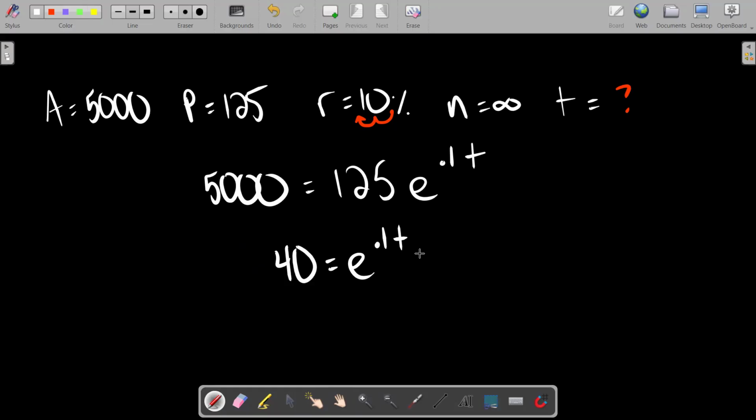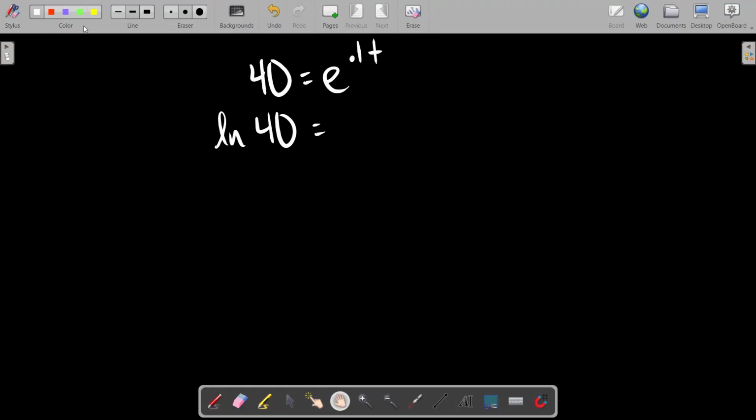And this will feel pretty similar, huh? I just didn't switch sides this time. Last time I wrote it backwards. This time I just didn't. So if we natural log both sides, we're going to wind up having the natural log of 40 equals what? Say it again. Yeah, just 0.1t, right?